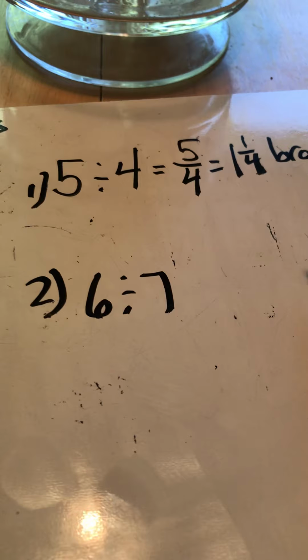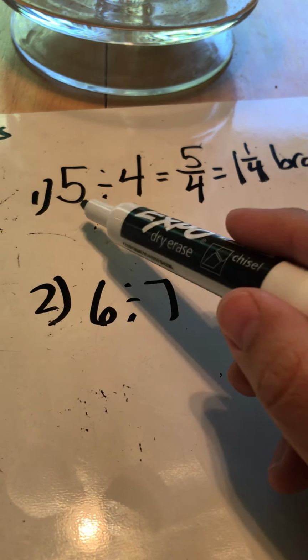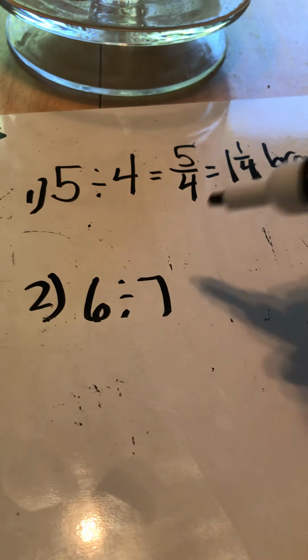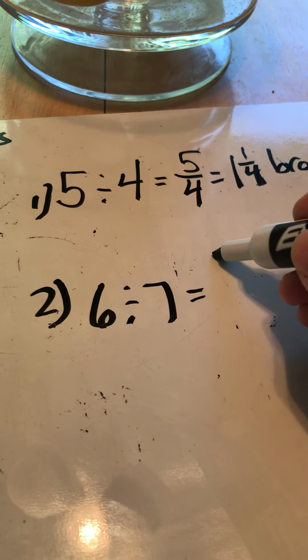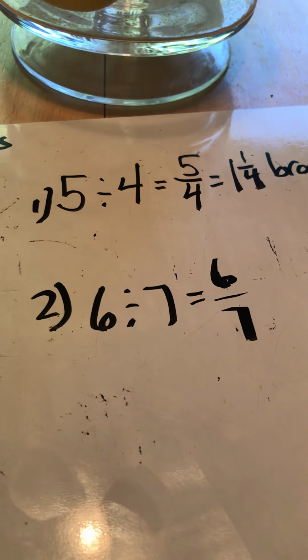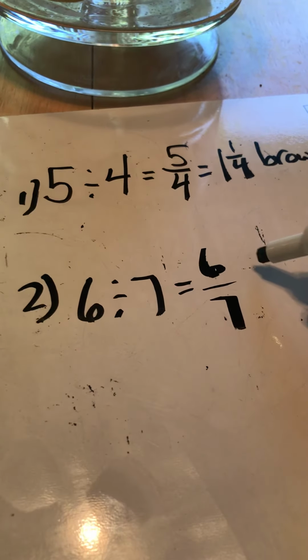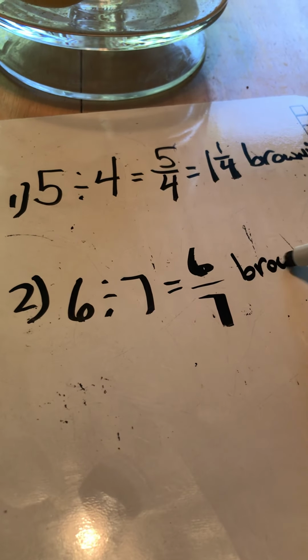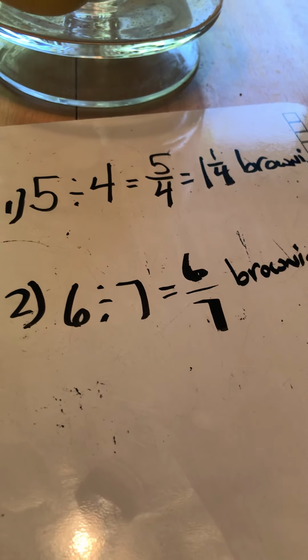So everybody see that? It's different than this one, right? So let's set it up in fraction form. It would be this. And that would actually be our answer. 6/7 of a brownie would each person get.